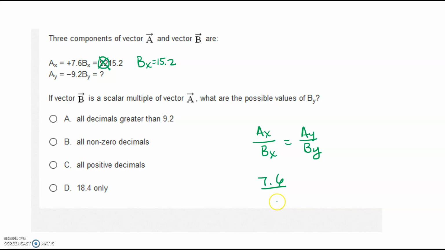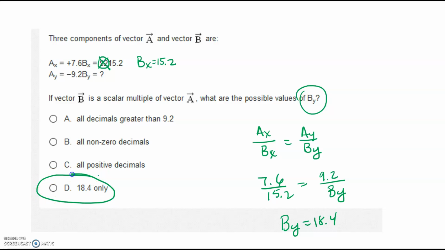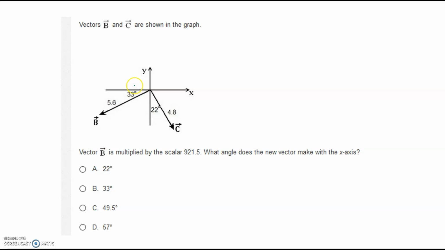So what I have is, let's see, 7.6 over... No, that's not how I set it up. I made this, well, it should still work. So let's do 15.2 is equal to AY, which is 9.2 over whatever BY is going to be. That's what we're solving for right here. So I cross multiplied and I got BY is equal to 18.4, which is this answer right here. Okay.